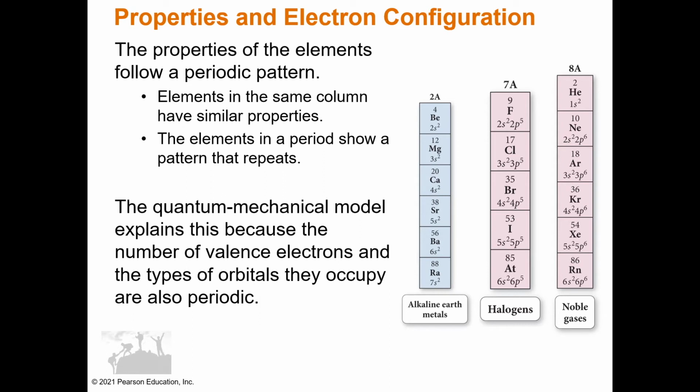We already know that the elements are arranged by increasing atomic number, and also they're grouped by their similar properties. But now, since we know more about electron configuration, we could take a look at how they're similar in that way. So with alkaline earth metals, we see that they all have 2 valence electrons, and they all occur in the s orbital. With halogens, there are 7. With noble gases, there are 8.